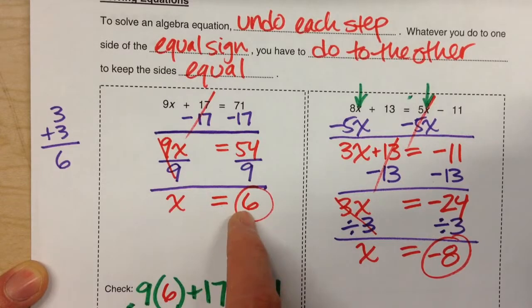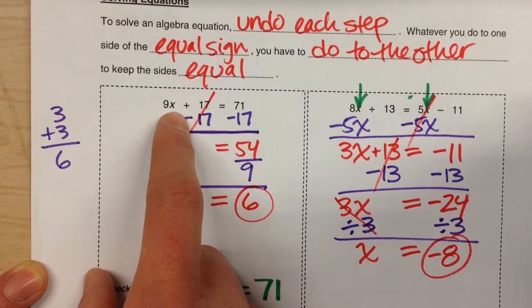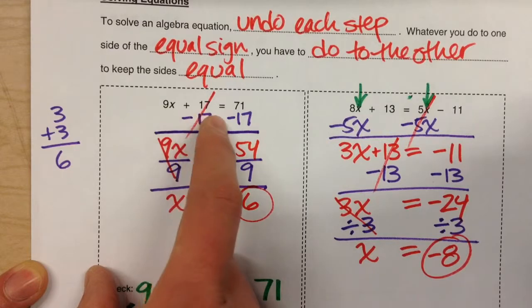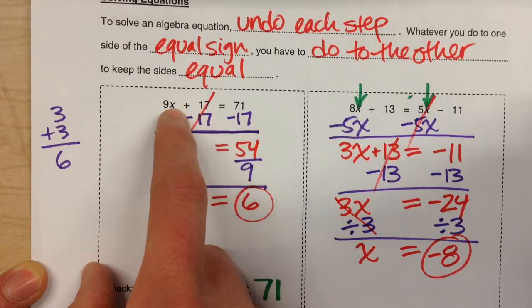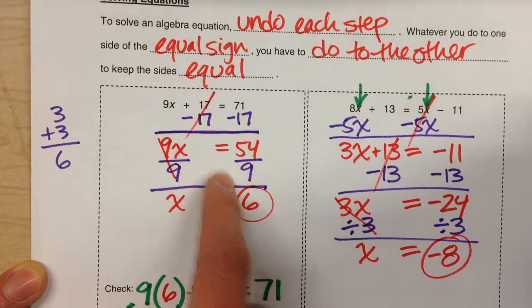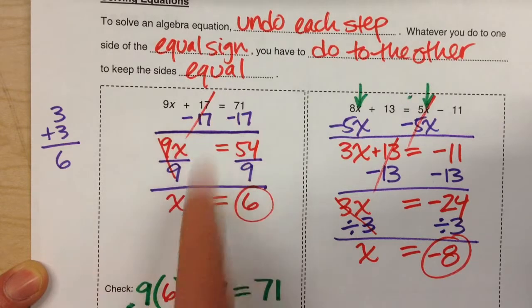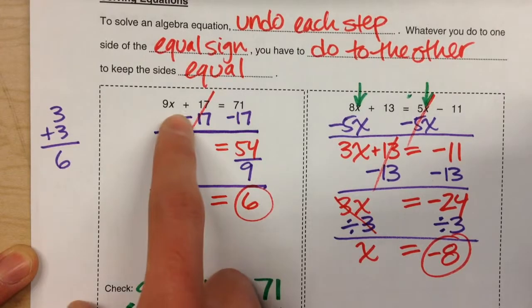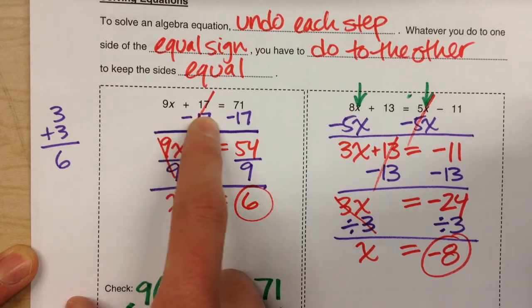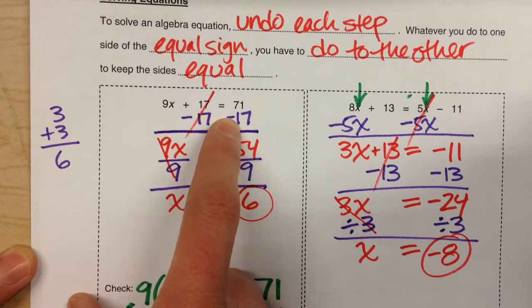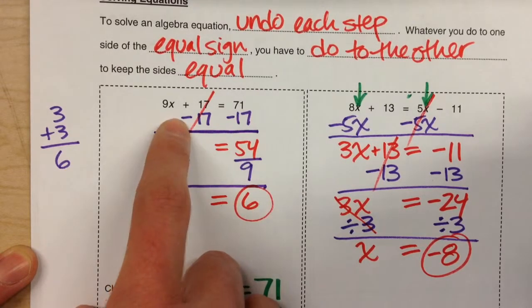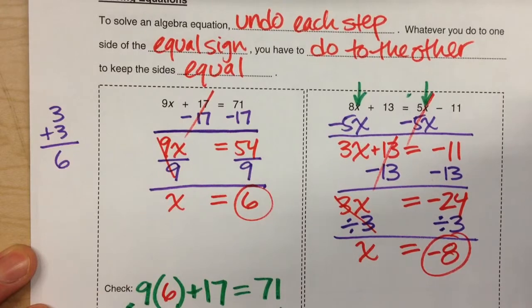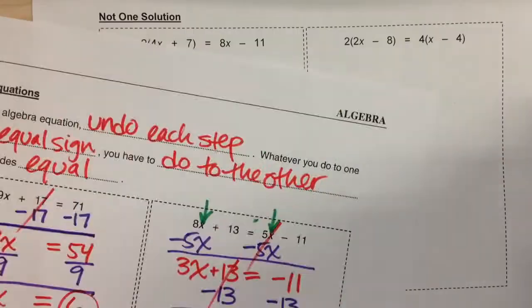Well, it really means that if x is 6, this side will equal 71. 9 times the value of x, 6, plus 17 will get you 71. And there's only one possible value of x that will work, 6. No other number will work. You could plug any other number other than 6 in here, and you will not get 71. Only 6 will make this side equal to 71. But that's not always the case with every algebra equation.